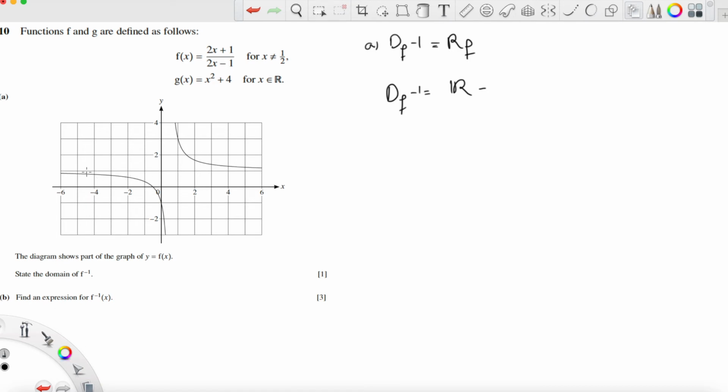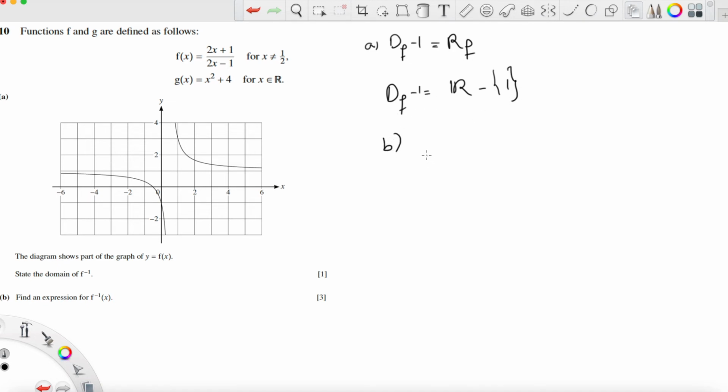This y is equal to 1 is a horizontal asymptote. It doesn't actually cut, it just approaches this line. So it goes up to positive infinity, and from down to negative infinity, every number other than 1. So it is all the numbers other than 1 for part A.